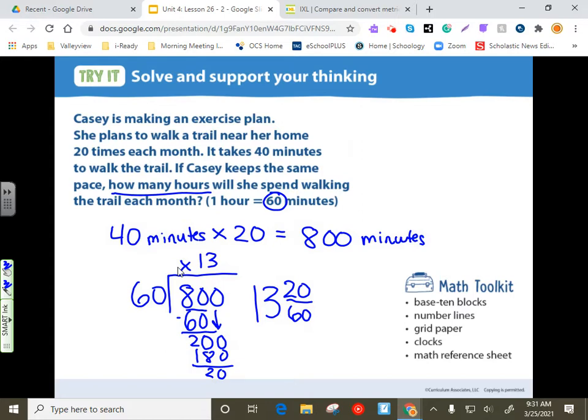And that answer is correct. That fraction right here is accurate, but we can reduce that to 13 and 1/3 hours. 13 and 20/60 hours, because we're talking about 20 minutes out of the 60 minutes of that hour. So she's at least doing it for 13 hours.